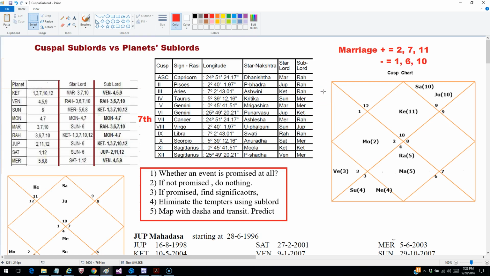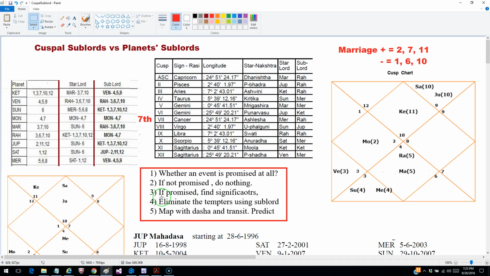Okay, so the first step is to find out if the marriage is promised or not. So what we do is we look at whether Rahu is connected with 2, 7, or 11. If it is connected, then we say okay, the marriage is promised in this horoscope. If it is connected with 1, 6, and 10, then we say that marriage is not promised. And so Rahu, in the cusp chart, we see is already in the seventh cusp. So we say, okay, the marriage is promised in this chart. So the first step is solved, whether an event is promised at all.